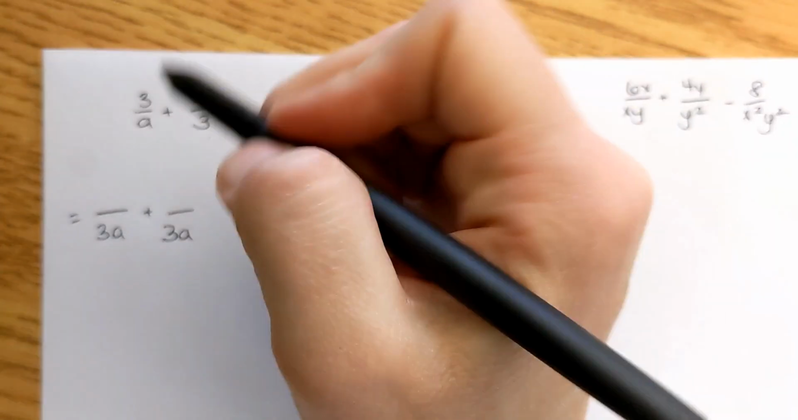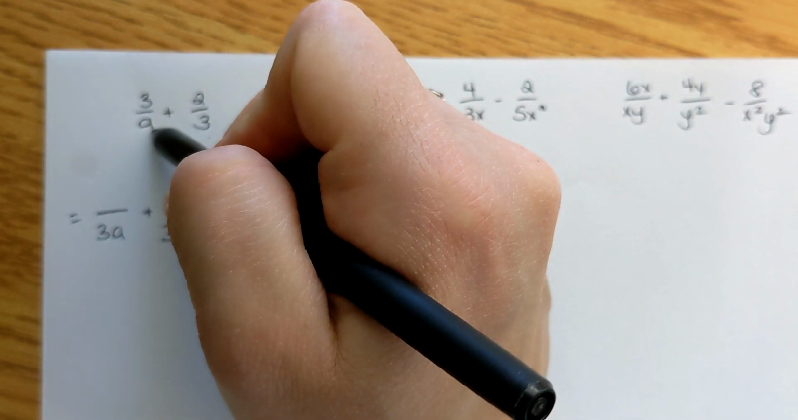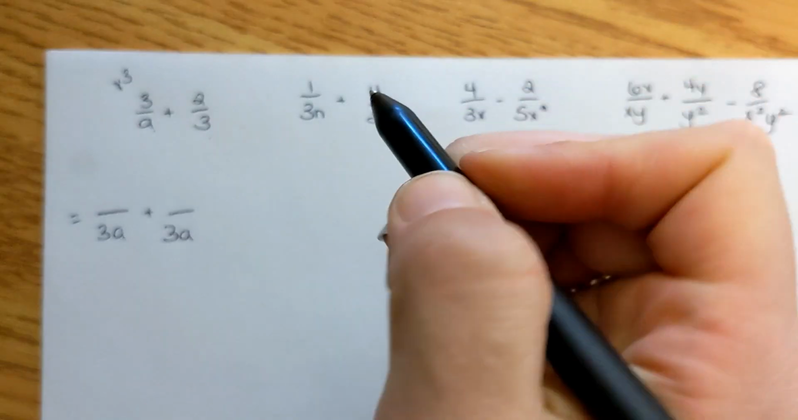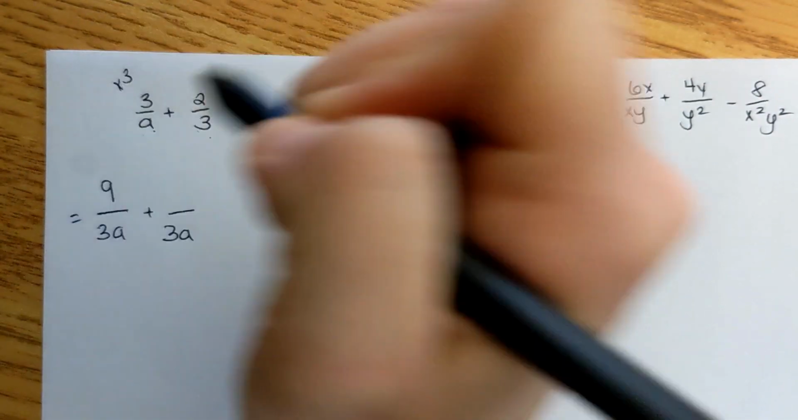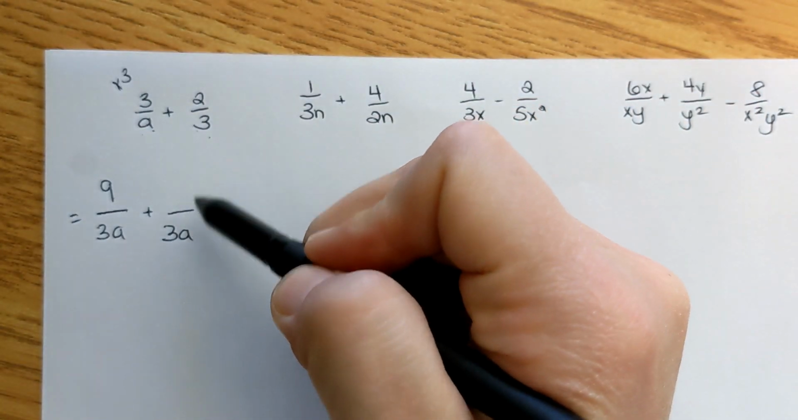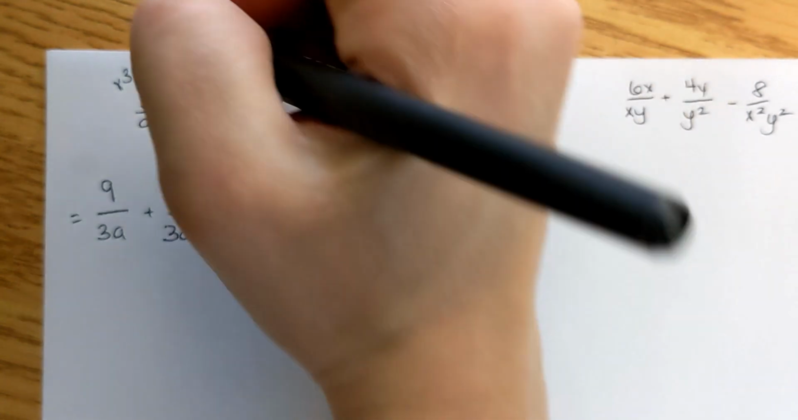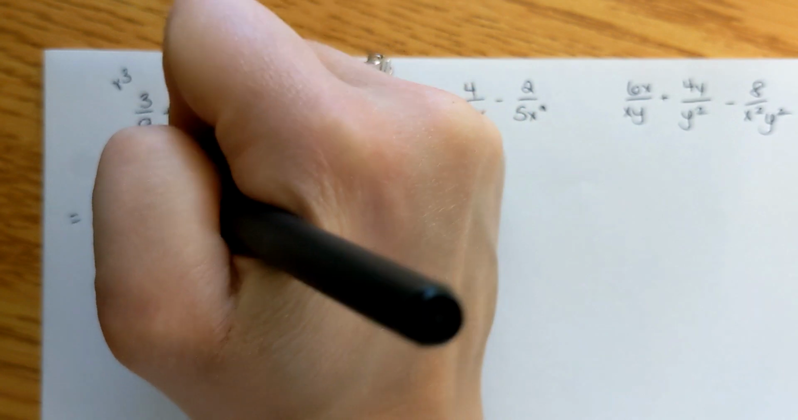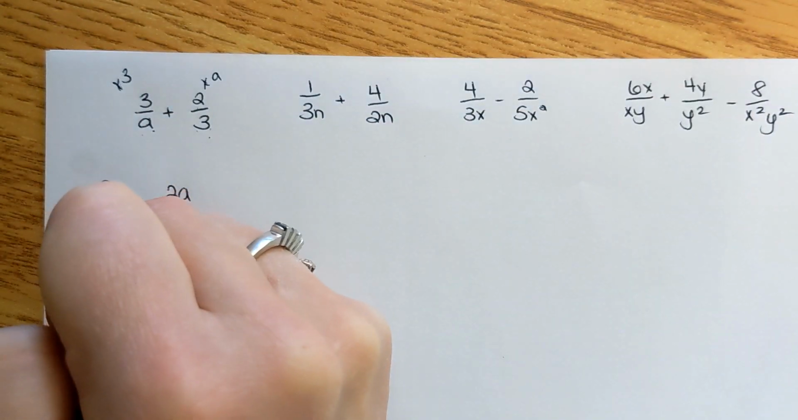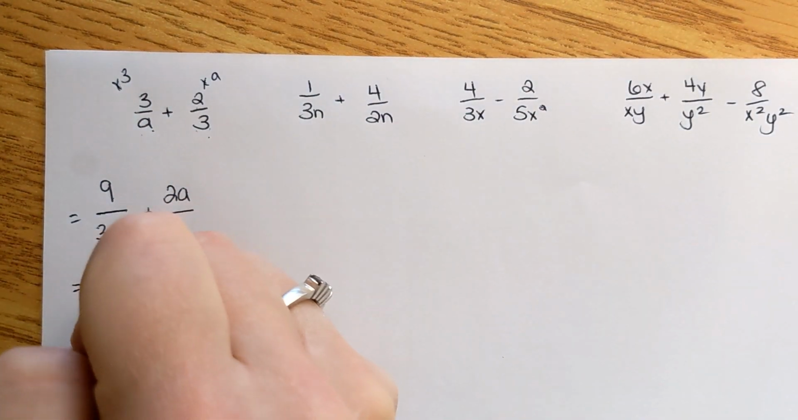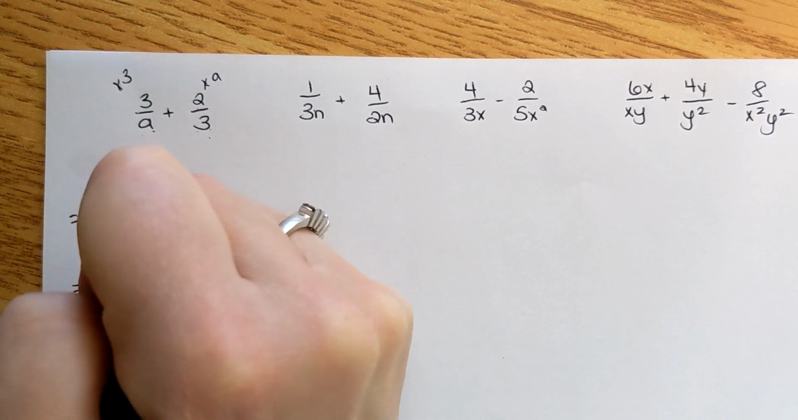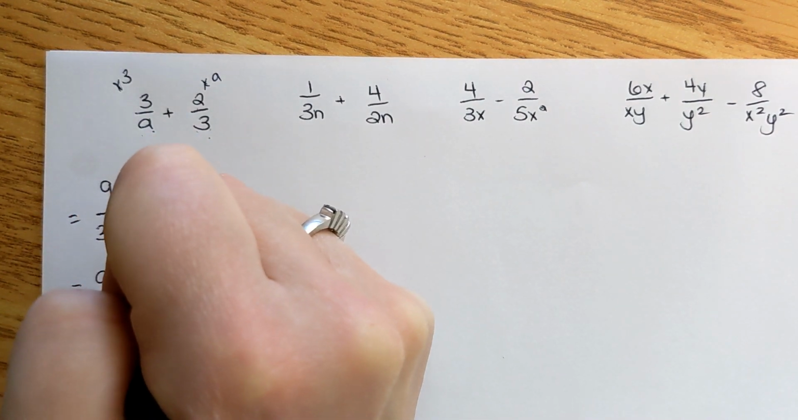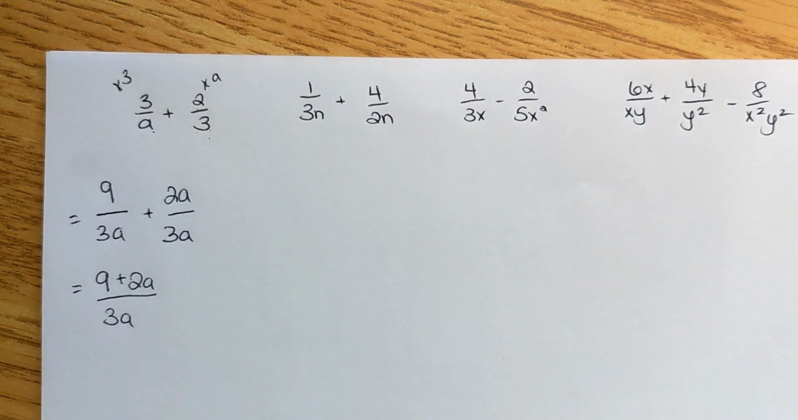In order to get to 3a from a, I have to multiply this by 3. And 3 times 3 is 9. In order to get to 3a from 3, I have to multiply this by a. And 2 times a is 2a. Now I'm going to write this all as one expression. But 9 and 2a are not like terms, so they still need to be kept separate here.